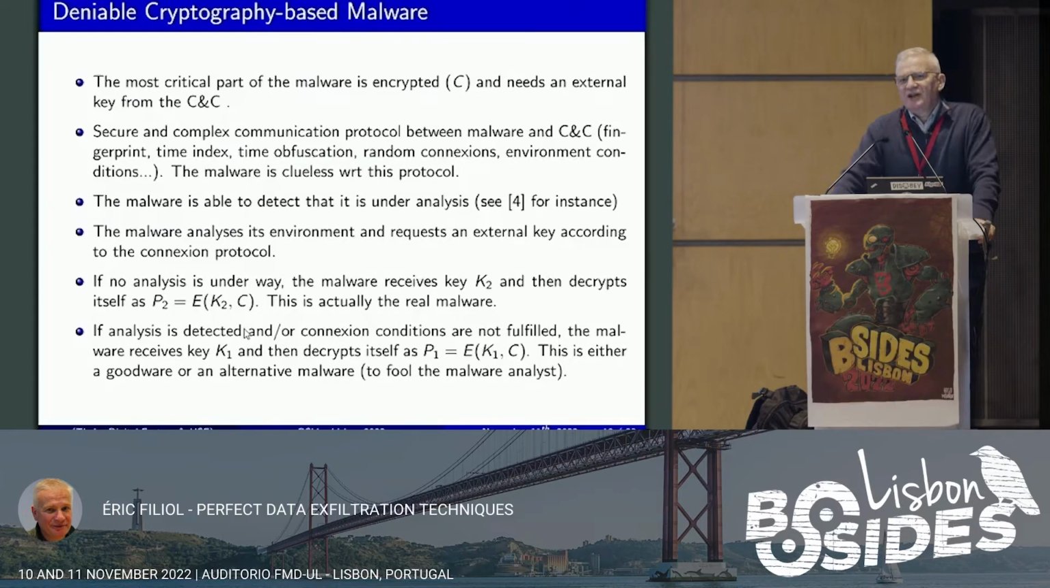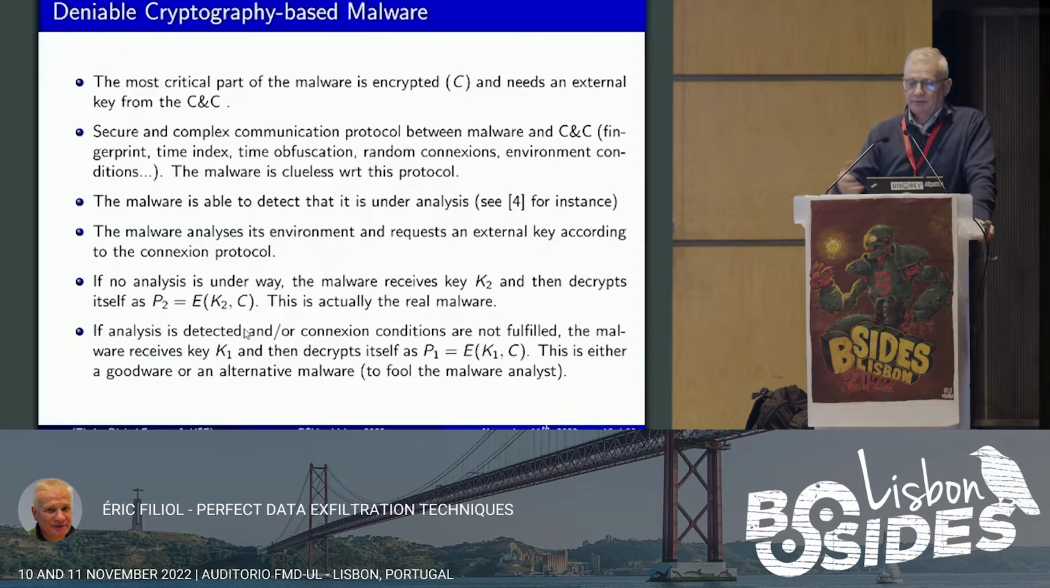But the malware is able to detect whether it is under analysis or not. We have developed with a PhD student a lot of techniques, and you have them in the fourth reference at the end of the slides. So the non-encrypted part of the malware analyzes its environment, is able to determine whether it is under analysis or not, and sends this information to the command and control. Depending on the result, it will, of course, decrypt into one code or another code.